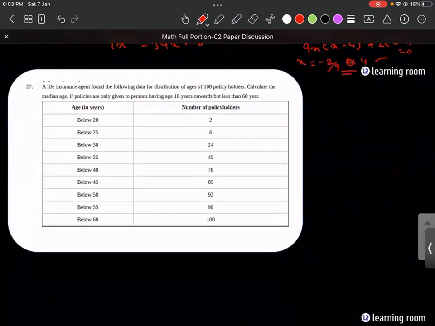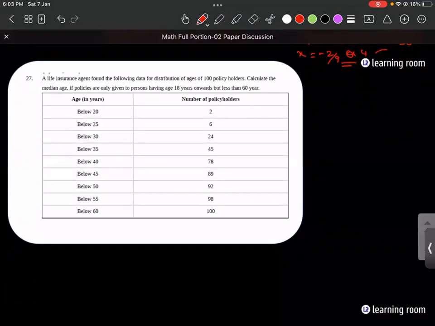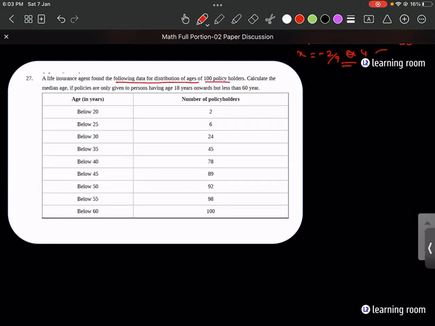Right. So what about the 27th one? A life insurance agent found the following data for distribution of ages of 100 policy holders. Calculate the median age if the policies are only given to the persons having age 18 years onwards but less than 60 years. So the data is given to us. So what is going to be the median?